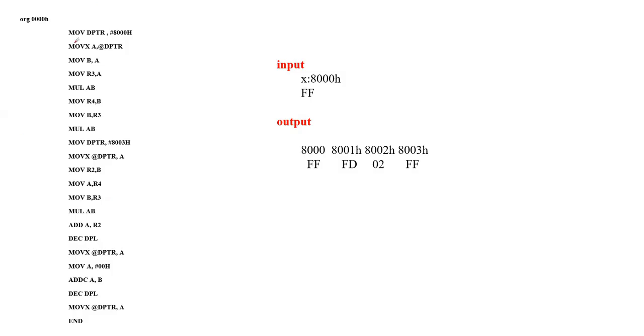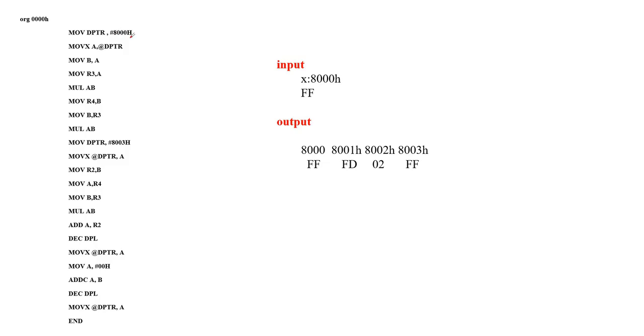So this is your program. Here what we are doing is first we are starting our program with org 0000h. This directive will set the program starting address to 0000h, and the program execution will begin from this address. Then: move dptr comma hash 8000h.